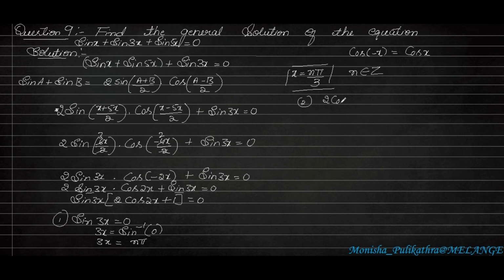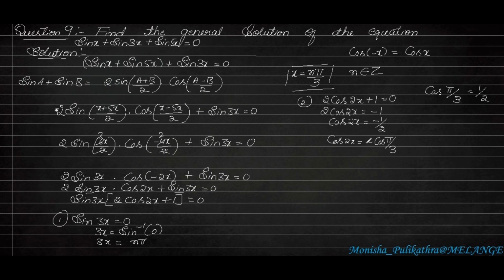The second equation is 2 cos 2x plus 1 is equal to 0. 2 cos 2x is equal to minus 1 and cos 2x is equal to minus half. So next, in the table of trigonometry, minus half is not there for cos. So cos has a value of 1 by 2 for pi by 3, that is cos pi by 3 is equal to half. In order to get minus half, we have to include a minus, so this will become minus cos pi by 3.